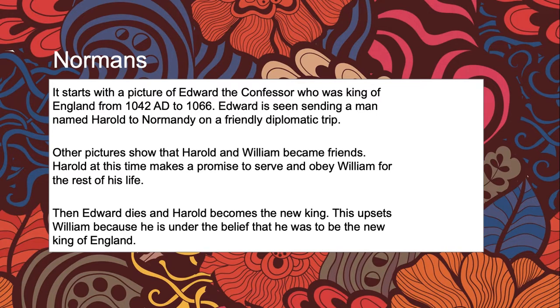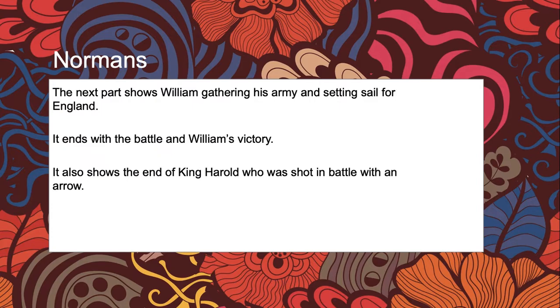This upsets William because he is under the belief that he was to be the new king of England. The next part shows William gathering his army and setting sail for England. It ends with the battle and William's victory. It also shows the end of King Harold, who was shot in the battle with an arrow, as well as it looks like he was killed in about 3 different ways. It was not a good thing.